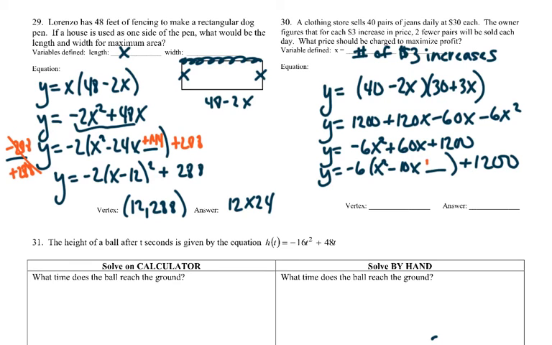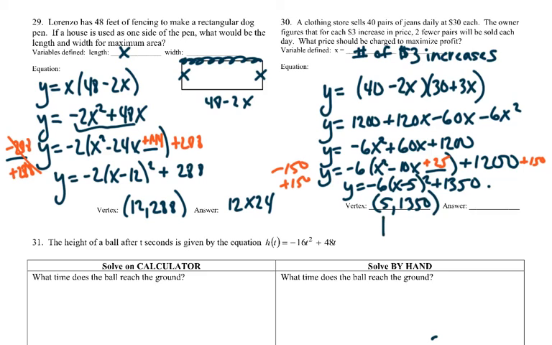Half the middle term squared is 25, but that's really negative 150 that gets added. So when I factor it, negative 6 times x minus 5 squared plus 1350. So the vertex is 5 comma 1350. And remember, 5 was the number of $3 increases. So if I have 5 $3 increases, I'm increasing by $15. The original price was $30, so I'm going to add that in, and then it would be 45.